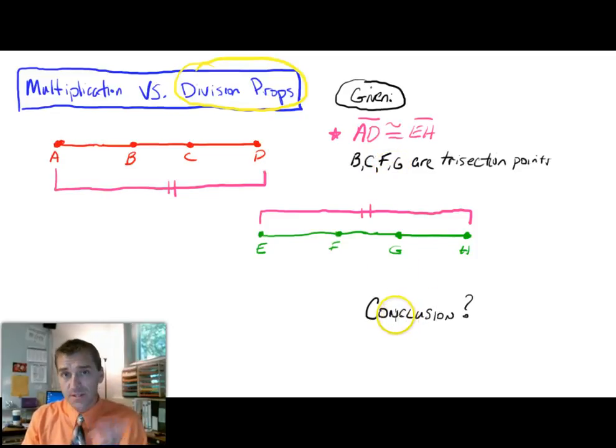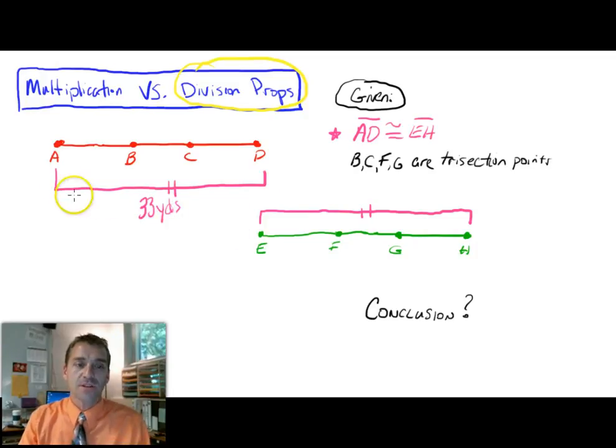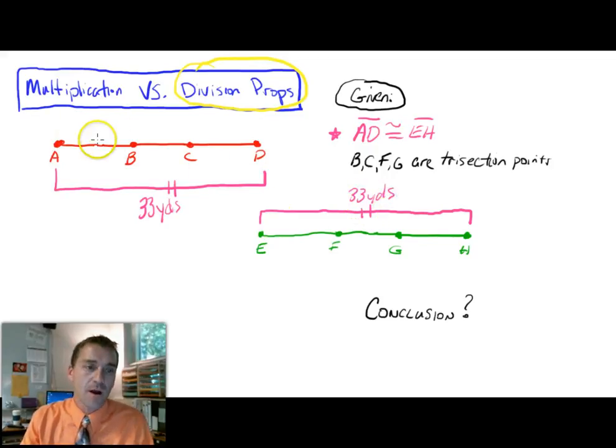Well, let's make something up completely different. Let's say that this right here is, I don't know, we'll make it 33 yards. So if this whole thing from A to D is 33 yards, the whole thing then from E to H is 33 yards because they're congruent. My question, what can we conclude maybe about AB? What's the length of it?